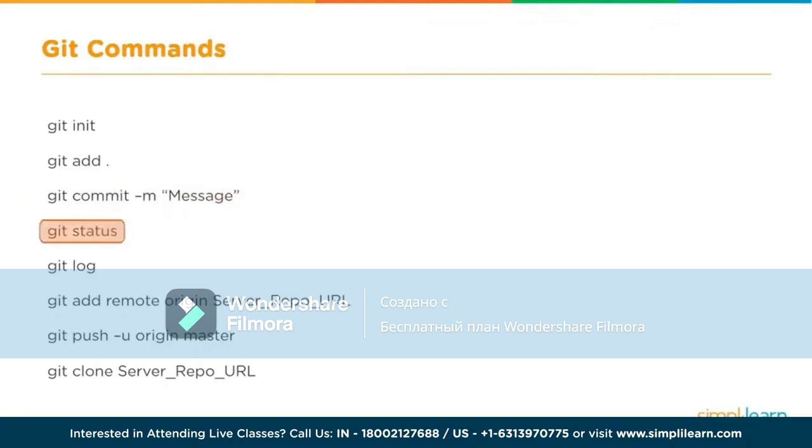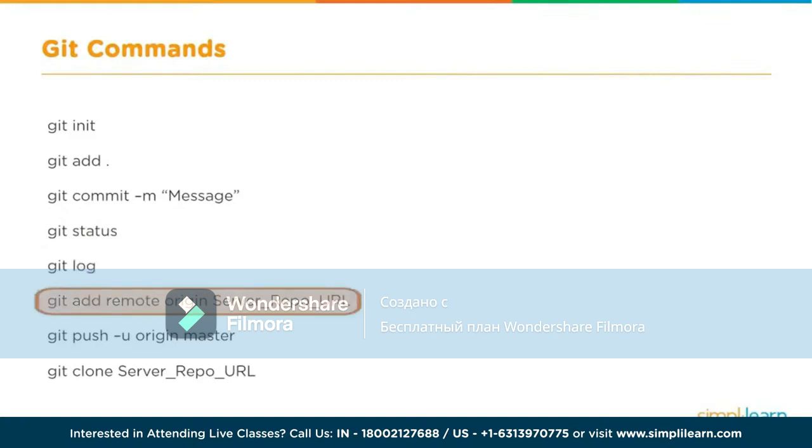Git status will give you the status of all the files and folders, any file that got added, any file that got created, any file that was deleted. All the status of the files will be obtained using the git status command. Git log will show you all the commit history with the latest commit showing up on top.